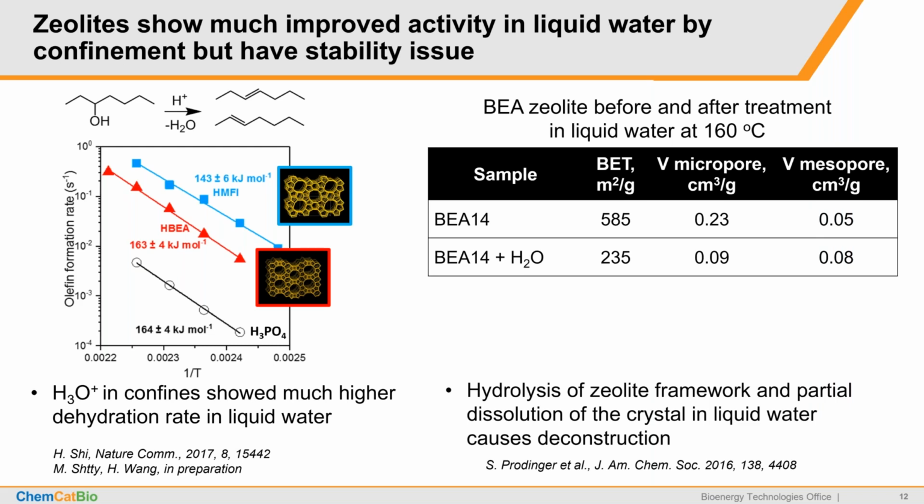Of course, the immediate question is how stable this zeolite is for this application. And yes, there is a problem: zeolite is not stable in hot liquid water. As shown in this table, by simply treating beta zeolite in liquid water at 160 degrees C, we do see a significant drop in surface area and pore volume. This is because the hydrolysis of the zeolite framework and partial dissolution of the crystal in liquid water is causing deconstruction of the zeolite structure.